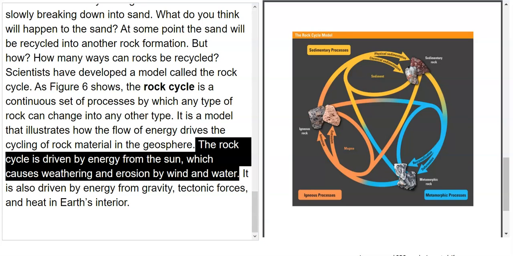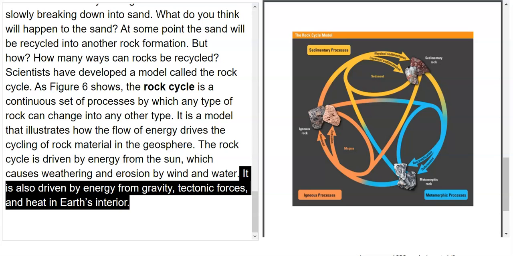The rock cycle is driven by energy from the sun, which causes weathering and erosion by wind and water. Yeah, so the moon gets sunlight, but it doesn't have an atmosphere, so you don't get the blowing of wind, you don't get water. There's no magma inside the moon, so it just sits. It is also driven by energy from gravity, tectonic forces, and heat in the Earth's interior. Good session. Thank you.